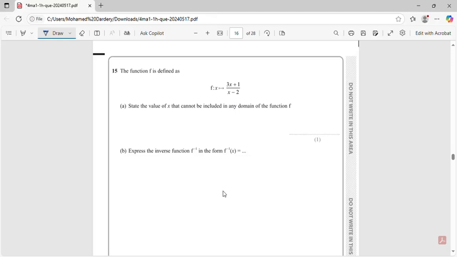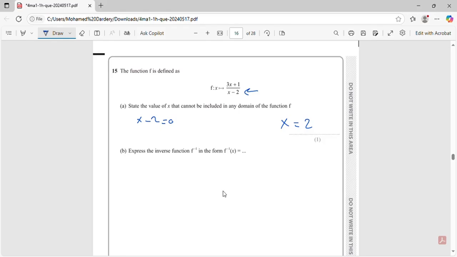Function f in question 15 is defined in this form, and he said to state the value of x that cannot be included in the domain of the function. What is the meaning of this part? It means the value of x which, if I put it in the denominator, will make it undefined. So I look at the denominator, x minus 2, and set it equal to 0. So I figure out that x equals 2, this is the answer, because if I make the denominator 0, there is nothing divided by 0. So this is undefined, this is what cannot be included.